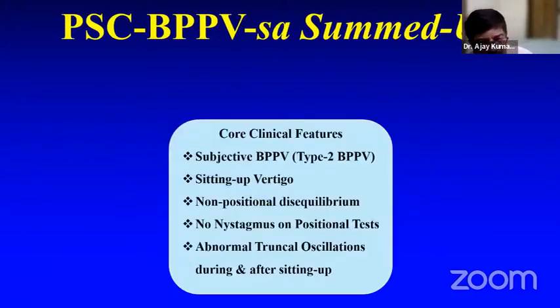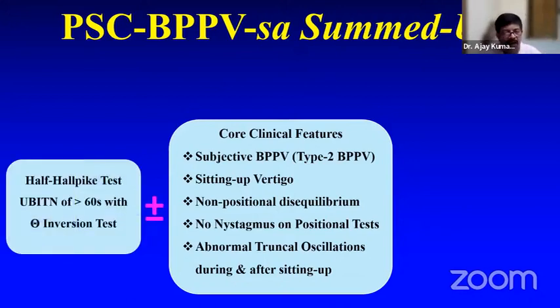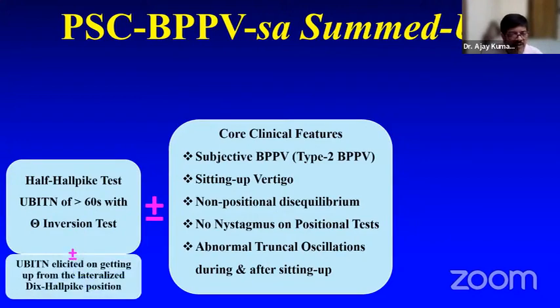The core features remain the same as described by Bela Buki. Subjective BPPV: sitting up vertigo, non-positional disequilibrium, no nystagmus on routinely carried out positional tests. Abnormal truncal oscillations during and after sitting up. In some cases, the half Hallpike test shows upbeating ipsitorsional nystagmus of more than 60 seconds with a negative inversion test. Some of them may have upbeating ipsitorsional nystagmus on getting up from the lateralized Dix-Hallpike position.